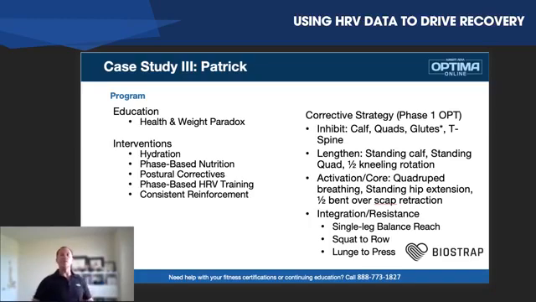We're able to keep the blood flowing. We're able to keep the heart rate up just a little bit, and that will help him achieve some of those cardiovascular goals, a little bit of cardiovascular adaptation, and some of those weight loss goals over time as well. So that's the general strategy we used with Patrick here.